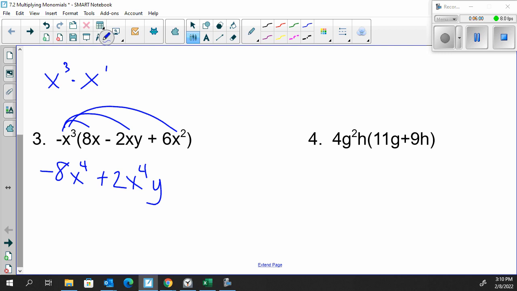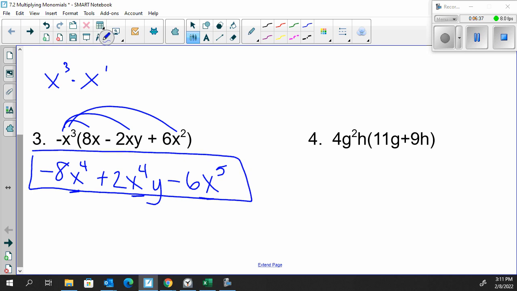Negative 1 in front there times 6. Negative 6, and it's x to the third times x squared. What's that? x to the fifth. Do you have any terms that are the same? Well, I've got x to the fourth right here, and I have an x to the fourth here. But this is not just x to the fourth, right? It's x to the fourth y. So I can't combine that with this because they're not exactly the same. That makes sense? So I can't do anything, and I'm done right there. Is this making a little bit of sense?